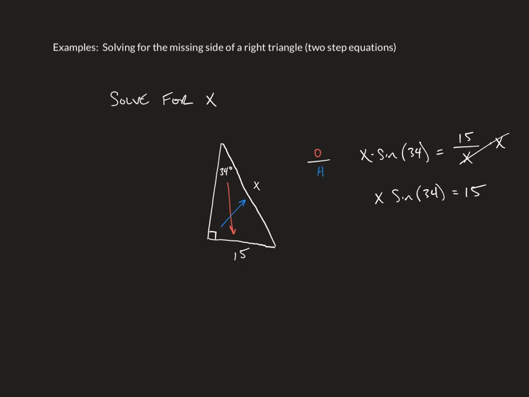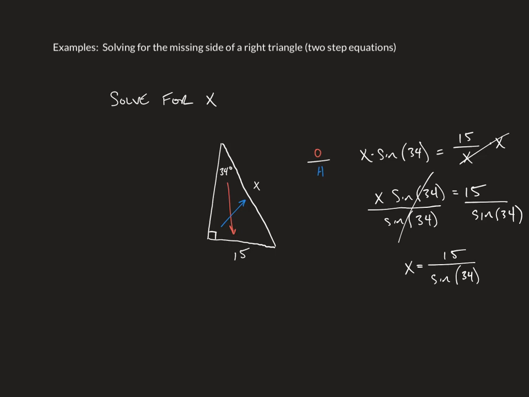And I don't have my answer yet. I still need to get x alone. So what I'm going to do now is divide both sides by everything that is not x. The relationship between the opposite and hypotenuse sides of a right triangle from the perspective of a 34-degree angle. And now I have x equals 15 divided by the relationship between the opposite and hypotenuse sides of a right triangle from the perspective of a 34-degree angle.